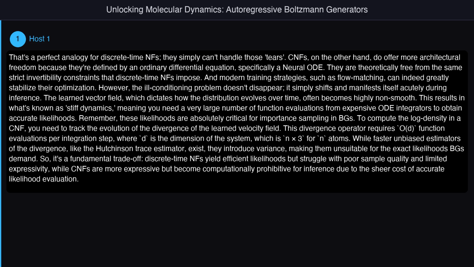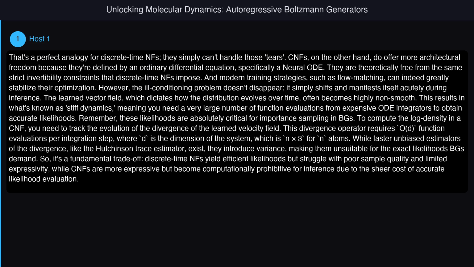However, the ill-conditioning problem doesn't disappear. It simply shifts and manifests itself acutely during inference. The learned vector field, which dictates how the distribution evolves over time, often becomes highly non-smooth. This results in what's known as stiff dynamics, meaning you need a very large number of function evaluations from expensive ODE integrators to obtain accurate likelihoods. Remember, these likelihoods are absolutely critical for importance sampling in BGs.